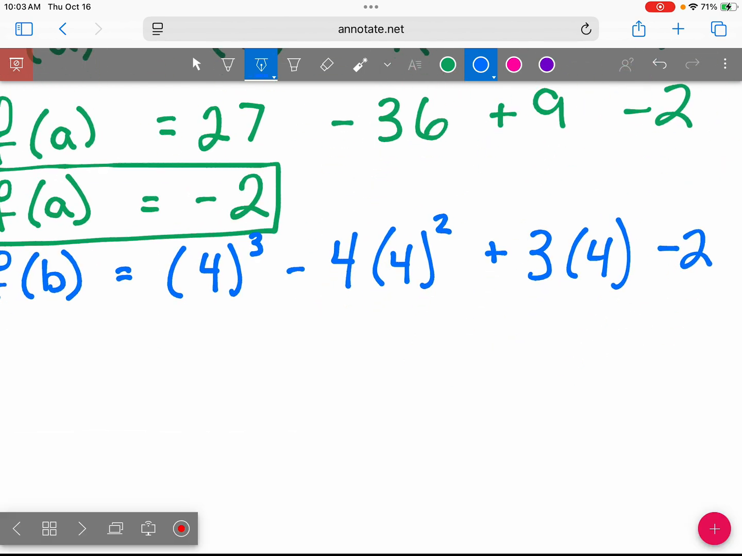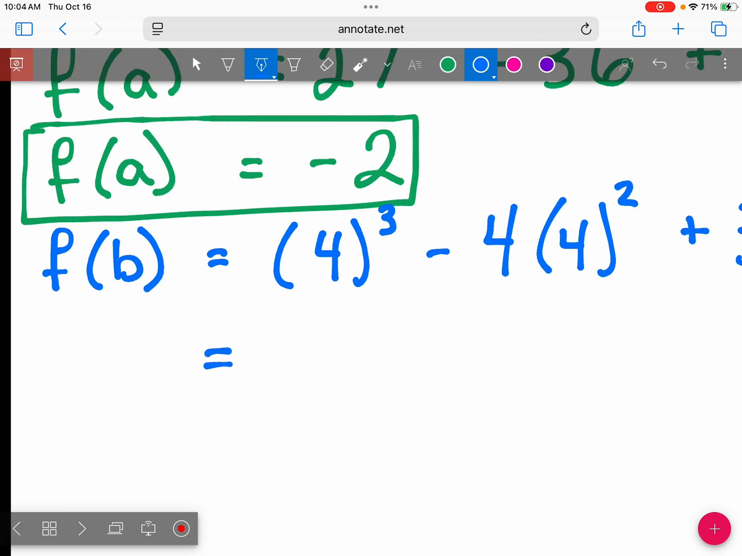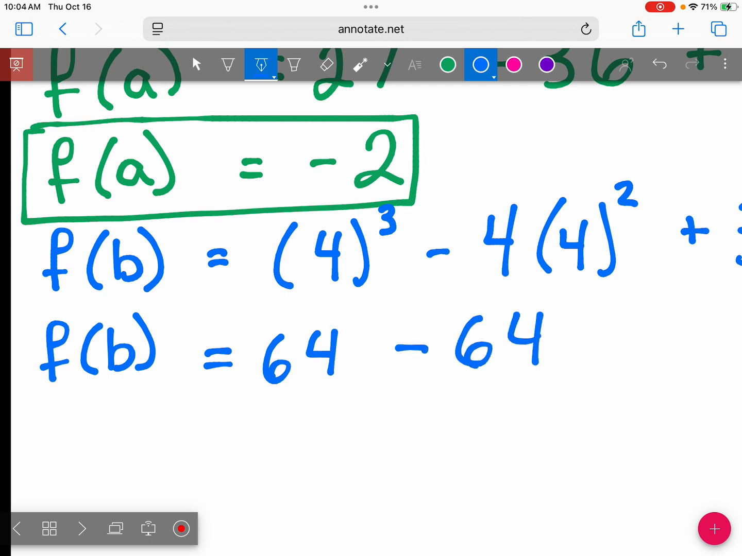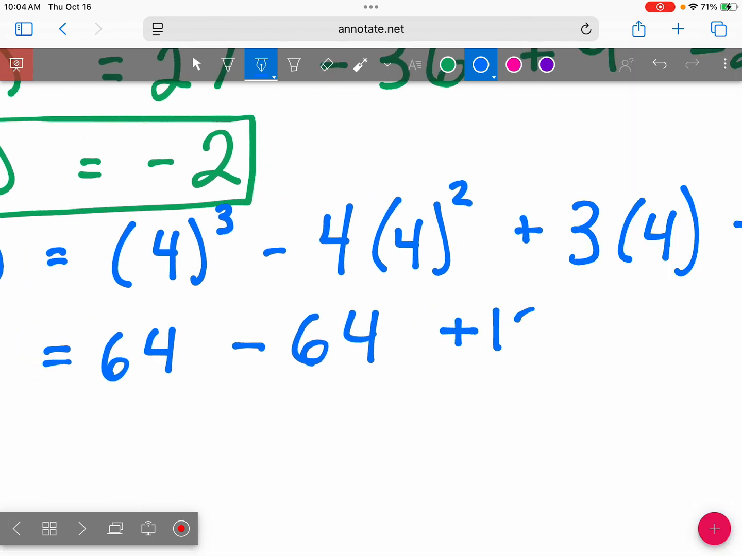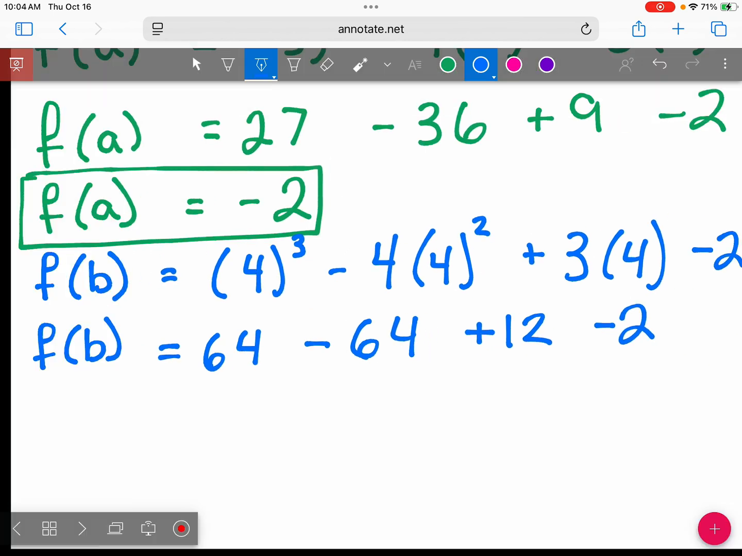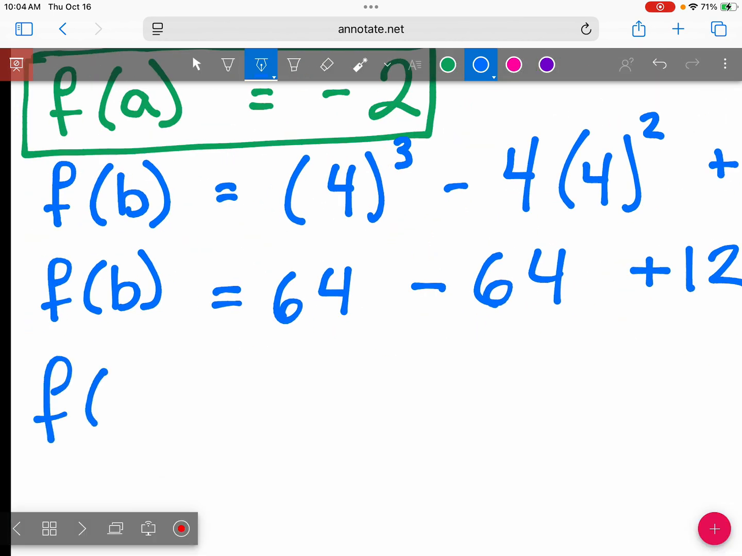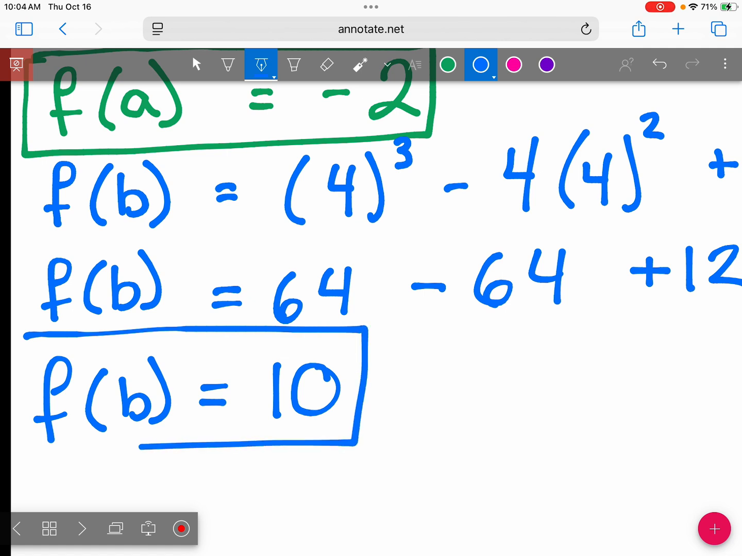Again, we can do it by hand or we can do it in the calculator. We're going to have our 64 minus 64 plus 12 minus 2. What do we get? What is our value for f of b? So our f of b is 10. So now I know my f of a is negative 2. My f of b is positive 10.